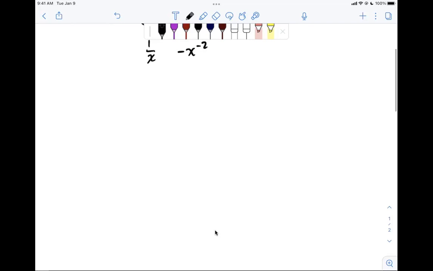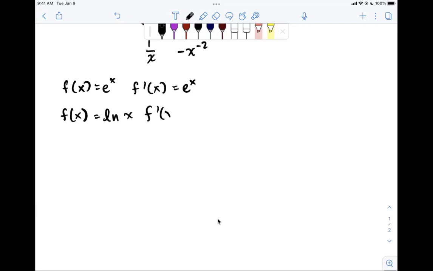We also have e to the x, the exponential. So if f of x equals e to the x, then f prime of x is also equal to e to the x. If f of x is the natural log of x, there are formulas for the general log as well, but we'll just quickly review the natural log. So if f of x is ln x, then f prime of x is 1 over x.